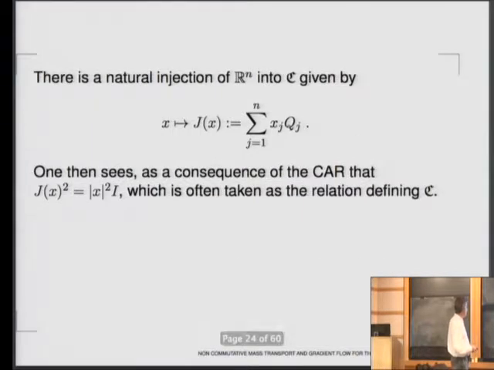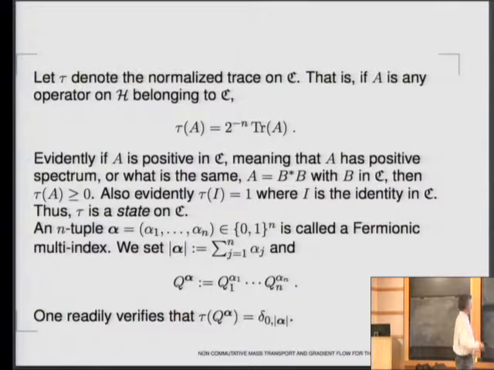So that's an algebra. There's an injection of R^n into the algebra. You take a vector x and just take x times the Qj's, and you get an operator whose square is the length of the vector x squared times the identity, and this is often taken as the defining relation for this thing.